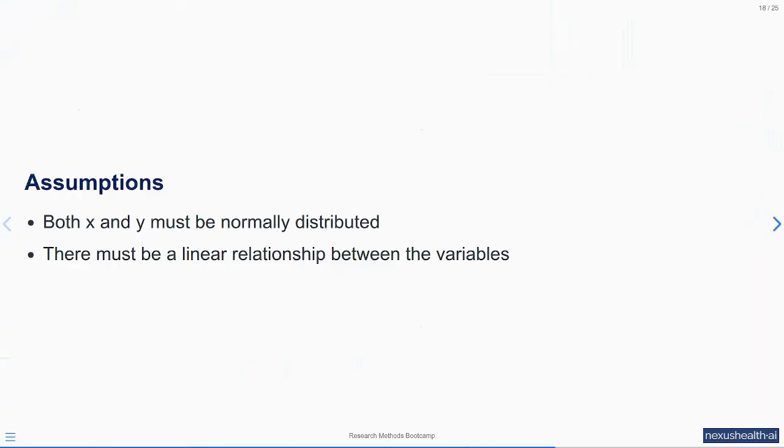There are certain assumptions that underpin correlation analysis, and the first is that both variables must be normally distributed, and the second is that there must be a linear relationship between the variables.